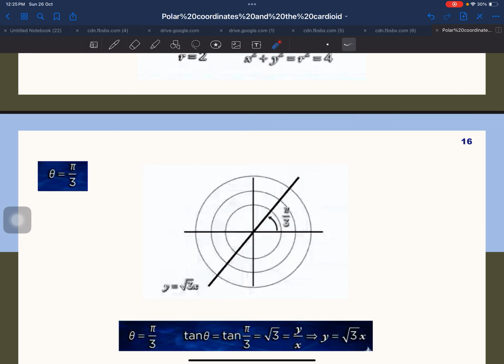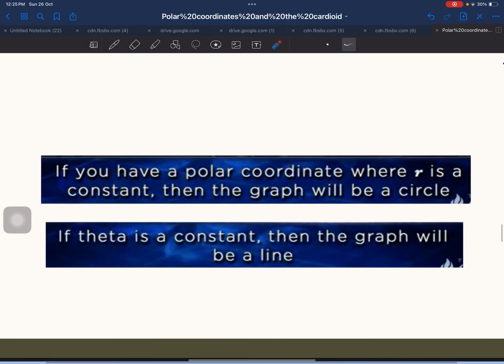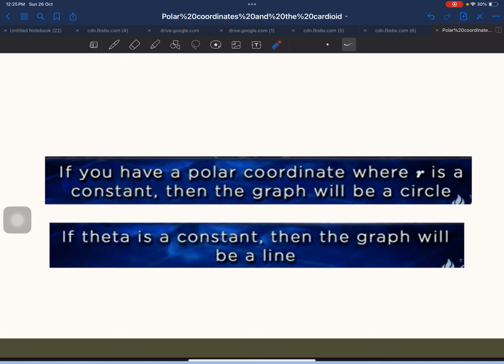So the lesson here is that if you have a polar function such that r is a positive constant, it's going to be a circle. And if theta is a constant like pi over 3 or pi over 2, then the graph will be a line. So those are pretty easy to graph.